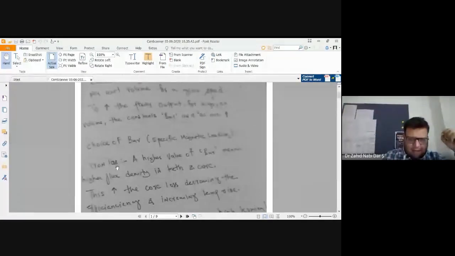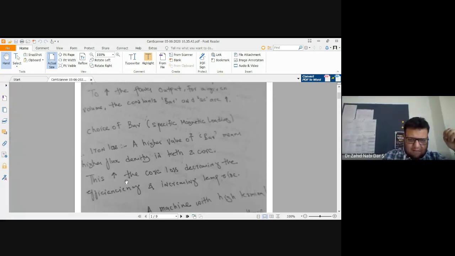A higher value of BAV, since BAV is flux by area, would mean the area is less, which means higher flux density in the teeth and the core. This increases the core loss, decreasing the efficiency and increasing the temperature rise.